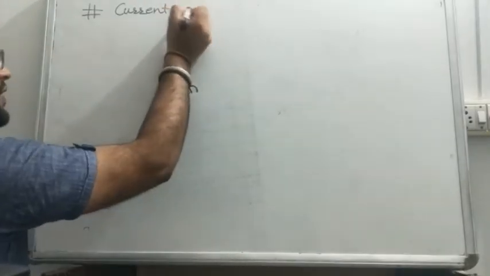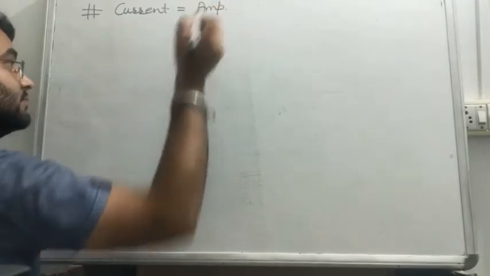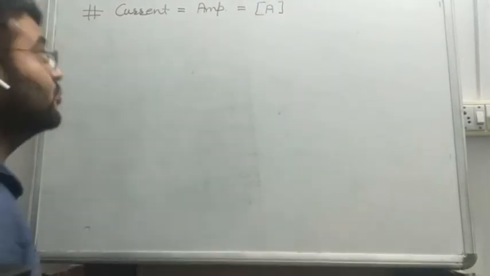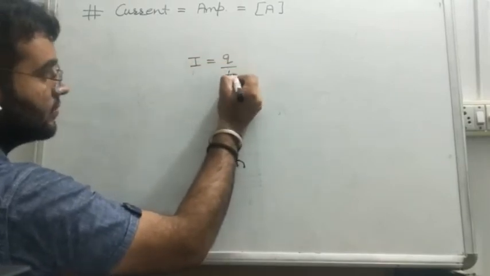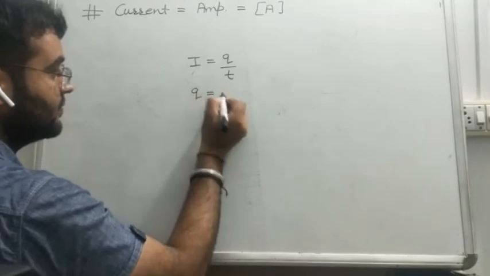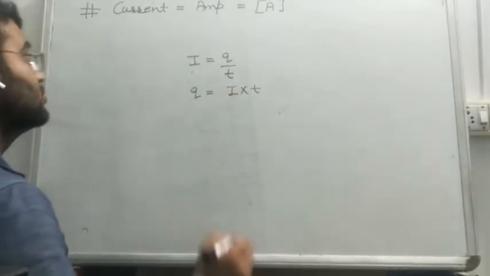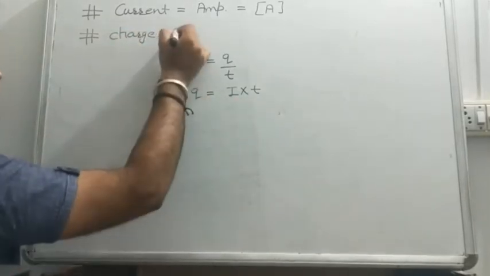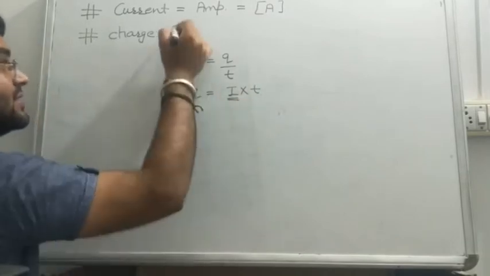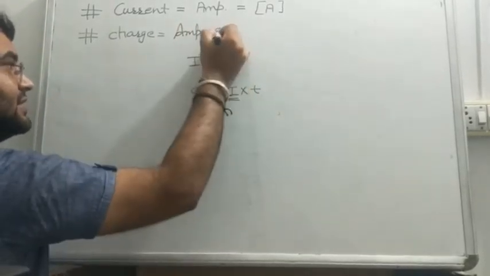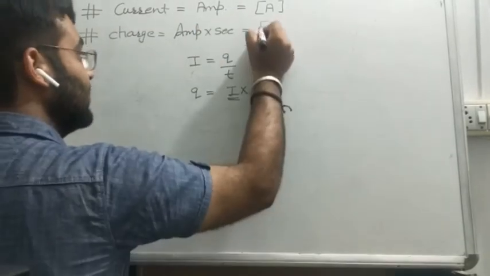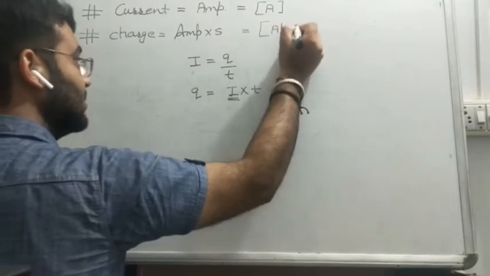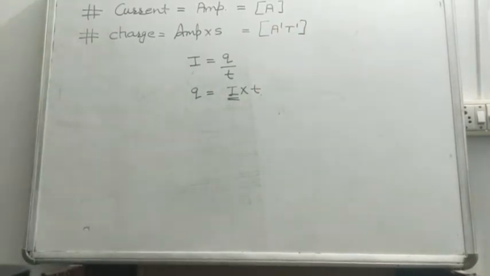For current, what is the unit? The unit of current is ampere. Clear? And for ampere, the dimensional formula is A. The formula of current is charge per unit time. If I want to find the value of charge from this formula, I multiply by time. So the formula of charge is current multiplied by time, where the unit of current is ampere and the unit of time is second. That's why the dimensional formula of charge is A1 for ampere and T1 for second, so for charge the formula is A1 T1.